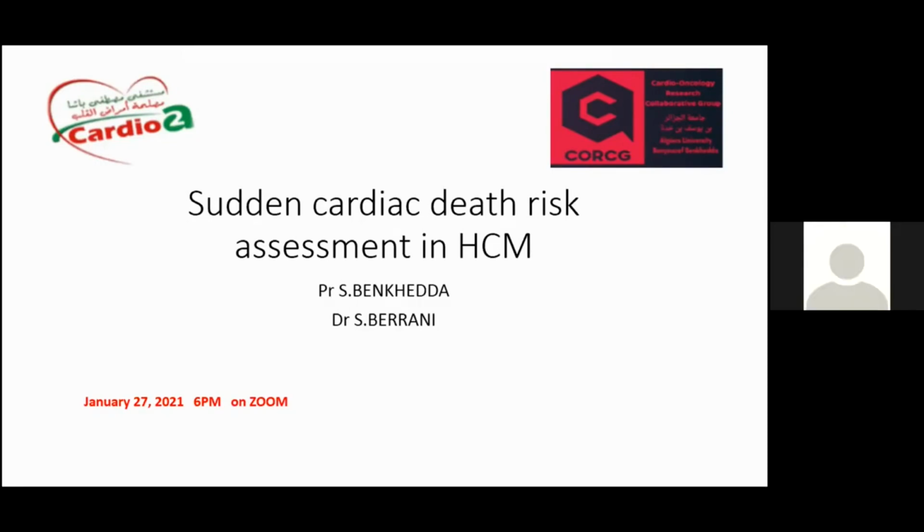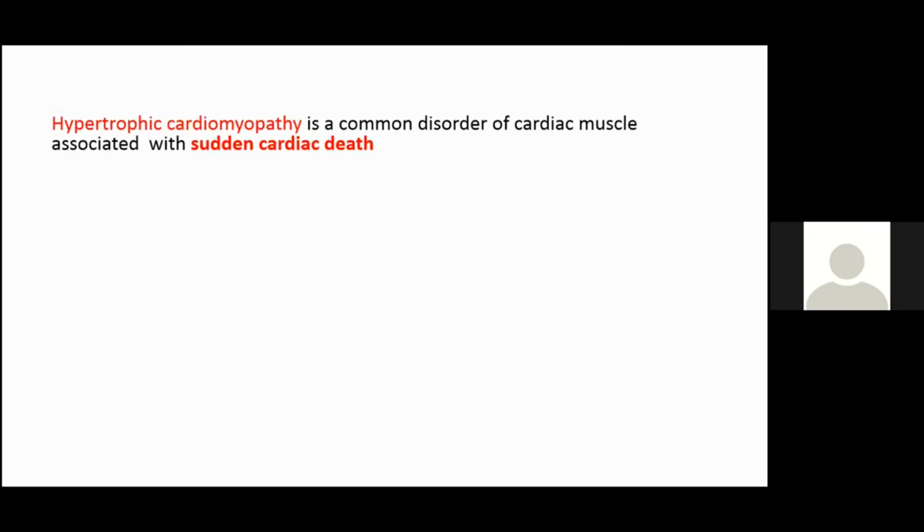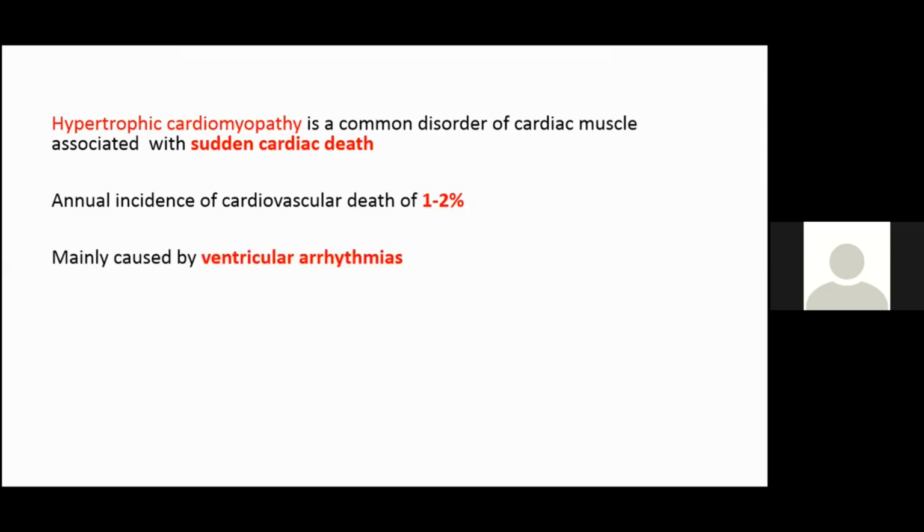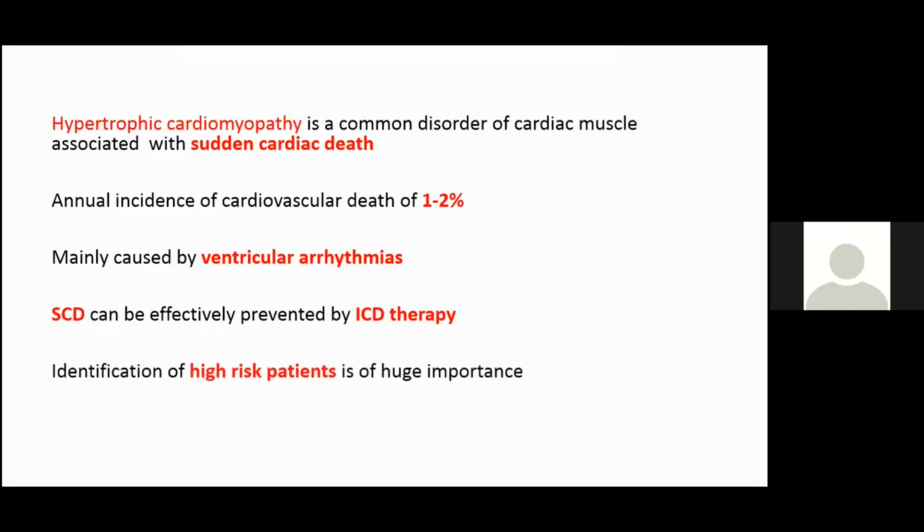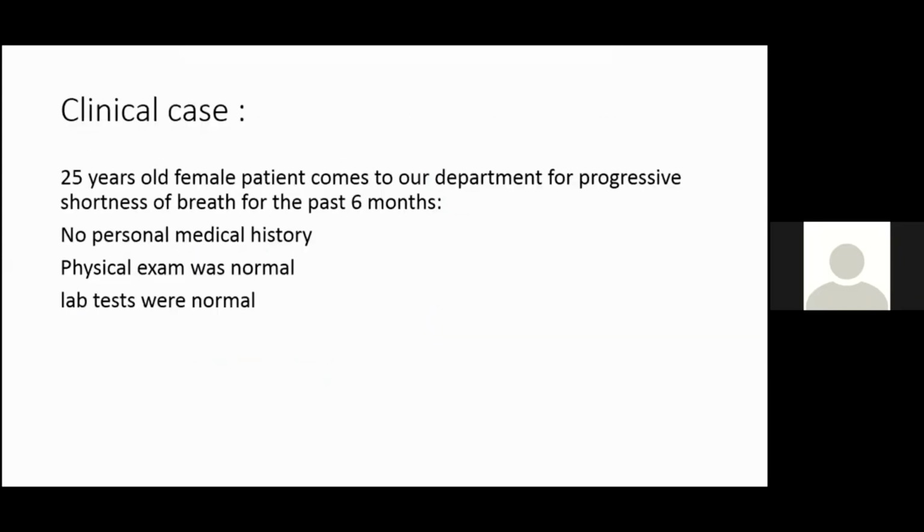Thank you, Professor Bonkhada, for this introduction. Today we are going to present an important topic, which is sudden cardiac death in hypertrophic cardiomyopathy. Hypertrophic cardiomyopathy is a common disorder of cardiac muscle associated with sudden cardiac death, with an annual incidence of cardiovascular death of 1 to 2%, mainly caused by ventricular arrhythmias. Sudden cardiac death can be effectively prevented by ICD therapy. Therefore, the identification of high-risk patients is of huge importance.